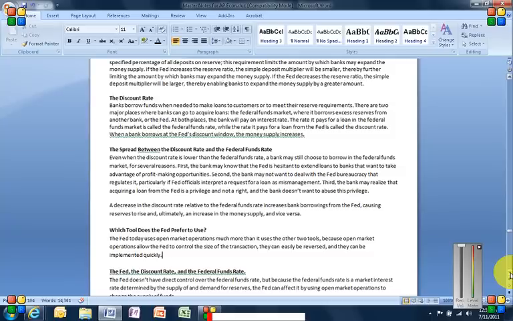Now, the other rate that would apply to these kinds of short-term loans, where one bank is borrowing from another, is the federal funds rate. So it's important to keep those two terms clear in your mind.